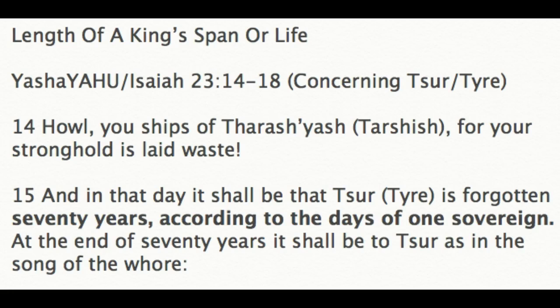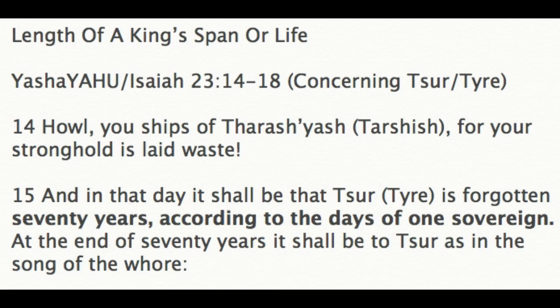Now, another interesting place that we see the number 70 is where it has to do with the length of a king's span or life. And we see that in the prophecy concerning Tyre or Tsur and Yashayahu, Isaiah chapter 23, verse 14 through 18, where it says, "Howl, you ships of Tarshish, for your stronghold is laid waste.